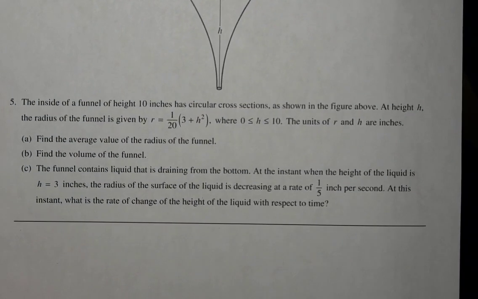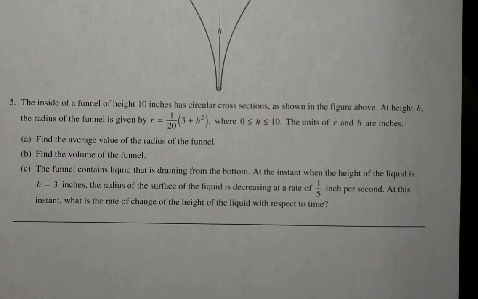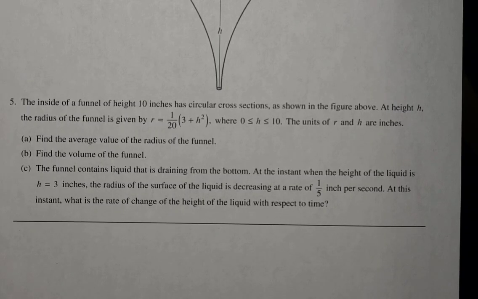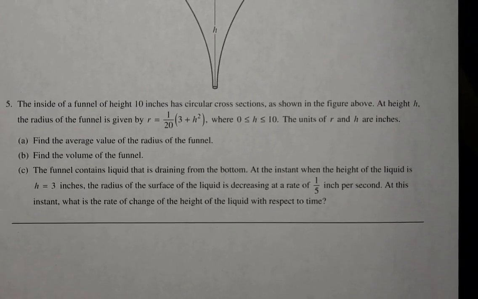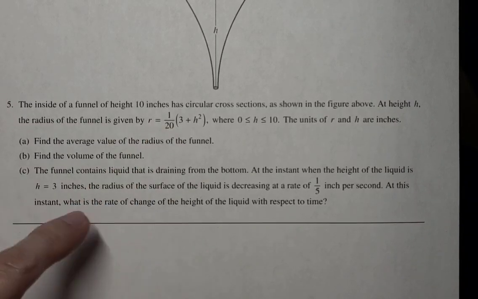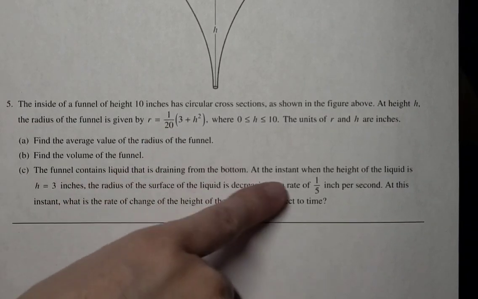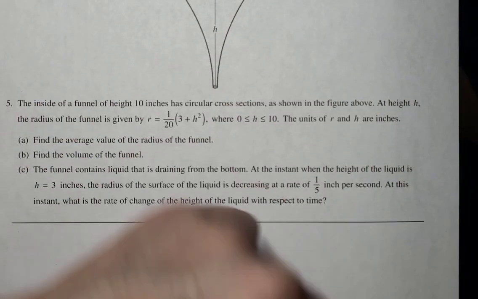Part A, by the way. And then part C: the funnel contains liquid that is draining from the bottom. At the instant when the height of the liquid is h equals 3 inches, the radius of the surface of the liquid is decreasing at a rate of 1/5 inches per second. At this instant, what is the rate of change of the height of the liquid with respect to time? Lots of words, but you can probably tell that this is a related rates question. We're going to differentiate this with respect to time probably. So let's read it one more time. It's draining from the bottom.